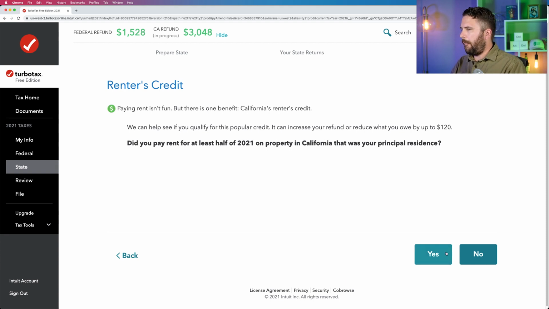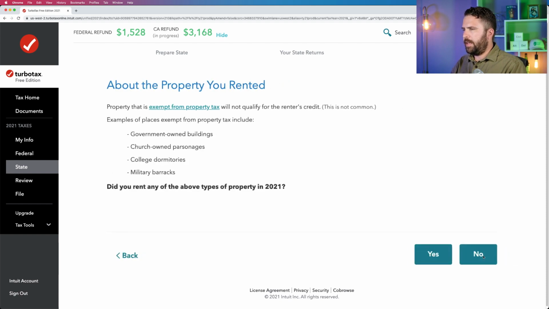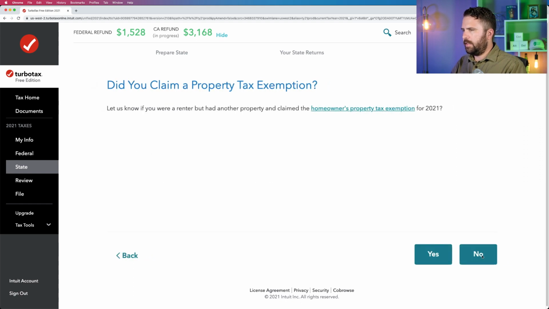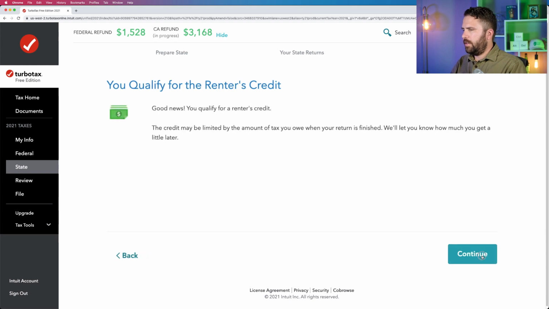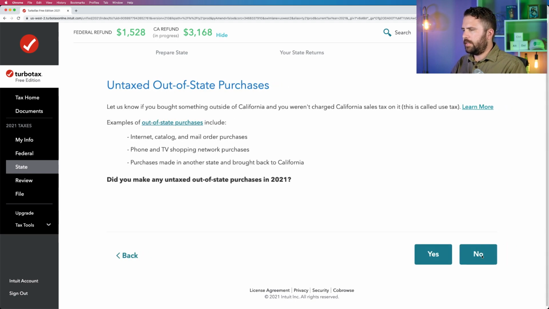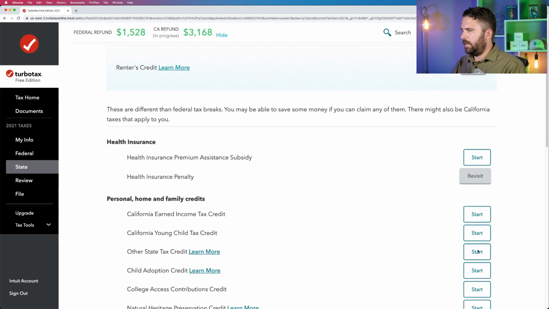Renter's credit. I'm going to say yes. No, you can't be claimed as a dependent about the property rented. I'm going to say no, it wasn't any of those. I'm going to say no, did not claim a property. I'm going to say no, not married. All right, renter's credit. Untaxed out-of-state purchases, I'm going to say no. Okay. All right, $120 renter's credit.